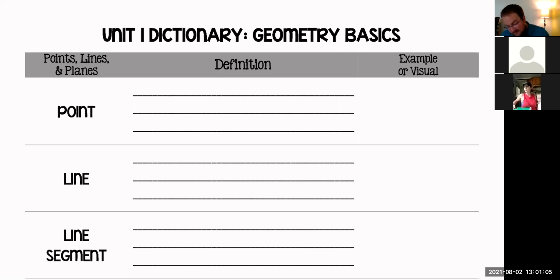So the first one we have here, kind of the bare essential of what we need in order to do anything in geometry, which is a point. So a point is a location with no size or shape.